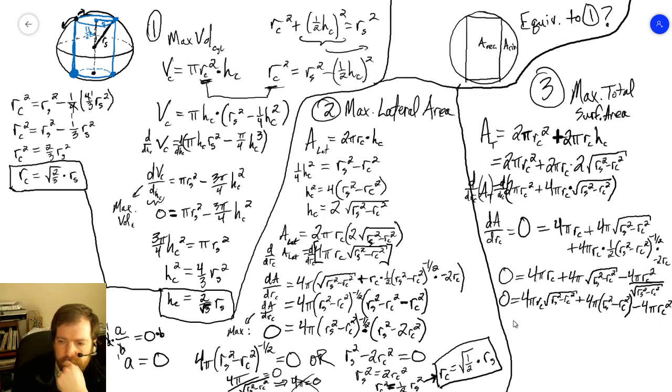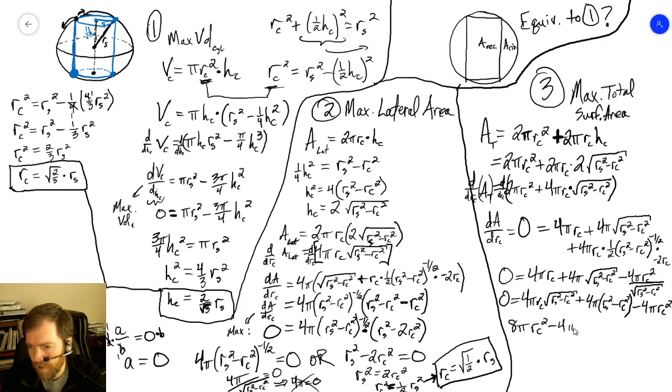I'm going to bring all this to the other side. So this is going to be 8 pi rc squared minus 4 pi rs squared is equal to 4 pi rc square root rs squared minus rc squared. So I took all this stuff that's here and I moved it over to the left-hand side. Okay. So I'm going to divide through by 4 pi because I don't want to deal with that.